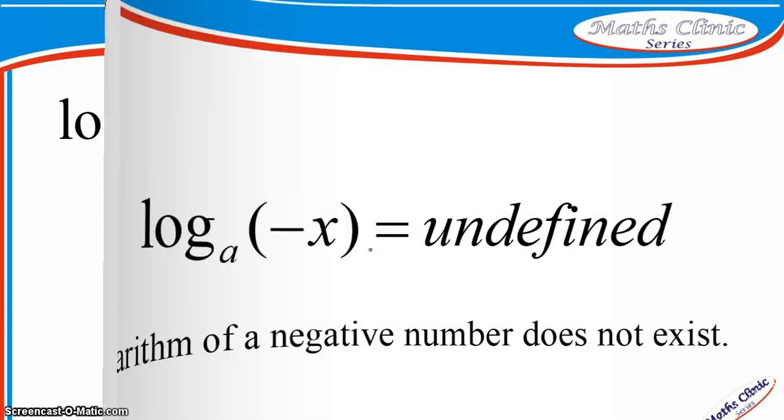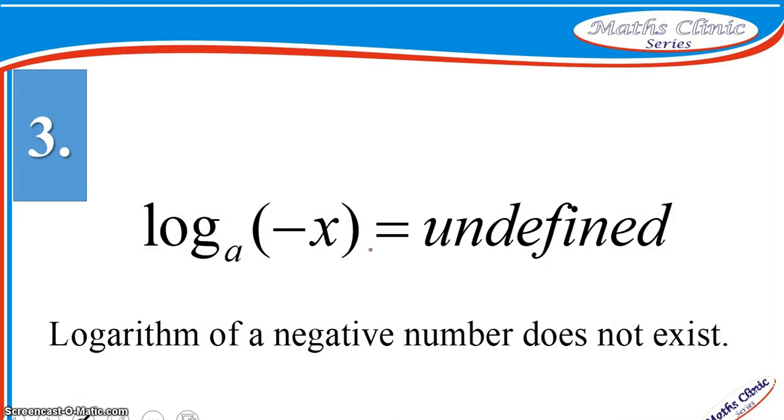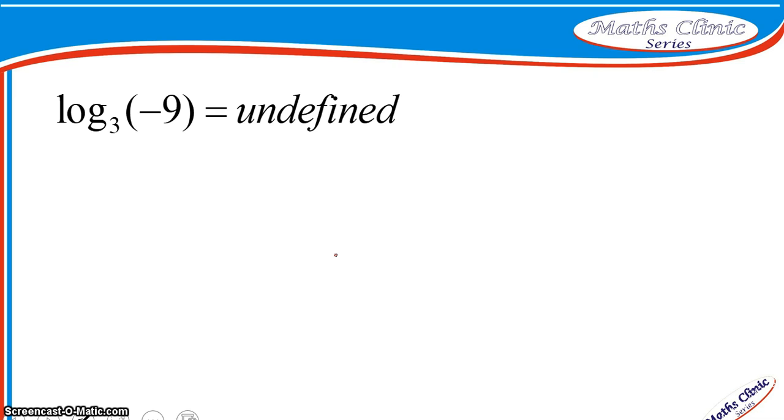Then property number 3. Here is very critical. The log of any negative number, no matter the base, is undefined, unless probably the base is the same negative number, which will give you 1, as we said earlier on. So the logarithm of a negative number does not exist. So what are we trying to say here? If I have log base 3 of negative 9, don't bother yourself to write any answer, because it will be undefined.